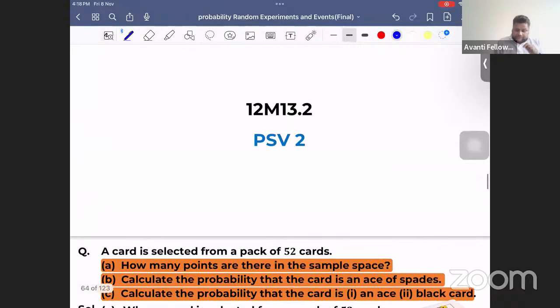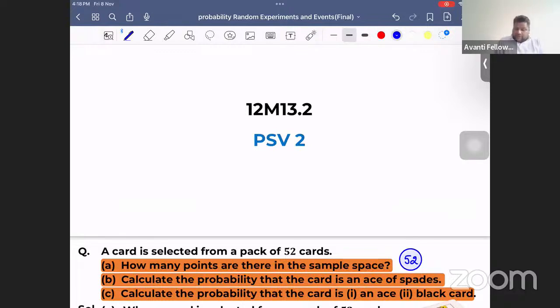Now another question. A card is selected from a pack of 52 cards. The first question is how many points are there in the sample space? Elements in the sample space are called sample points. Definitely we are aware of that. 52 cards means 52 points are there in the sample space.